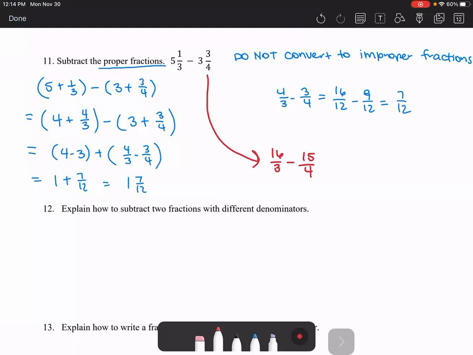Some people would automatically rewrite it like that. So don't do that. If it tells you to use the proper fractions or the mixed numbers, use the proper fractions or the mixed numbers. Okay, are there any questions on this?